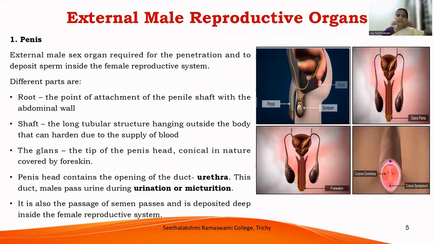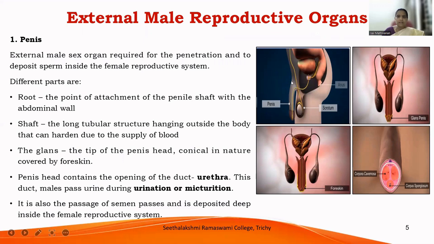And coming to the external male reproductive organs, number one is the penis. It is a male sex organ required for the penetration and deposition of sperm inside the female reproductive system for fertilization. It consists of three different parts: root, shaft, and glans.